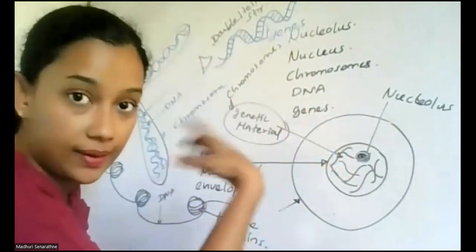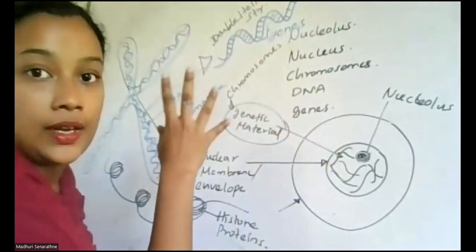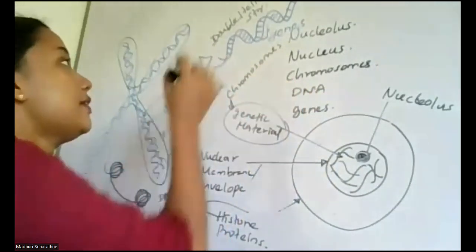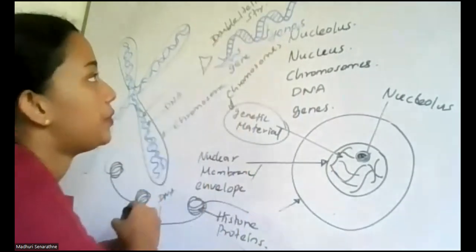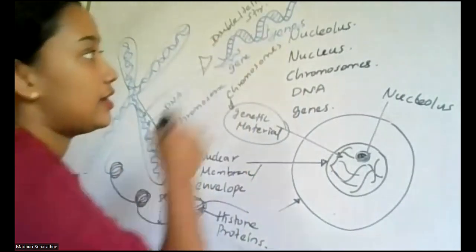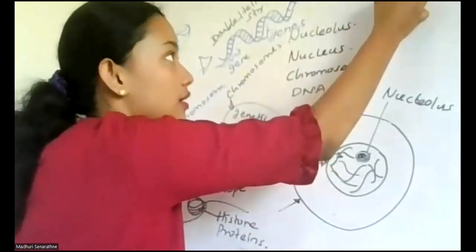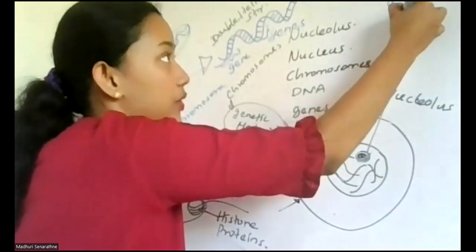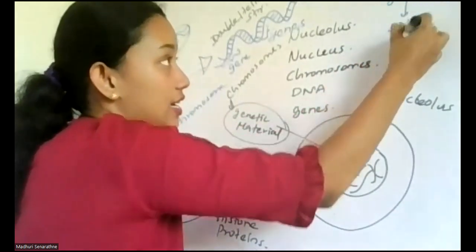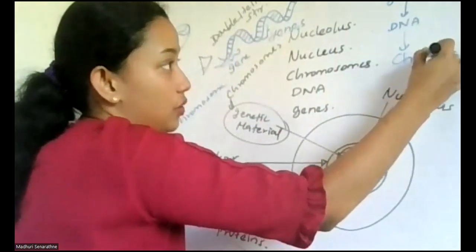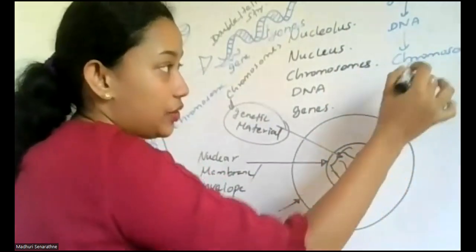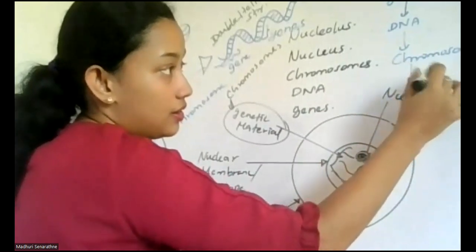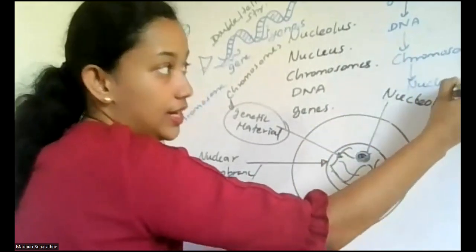You will learn further in molecular biology. For now, you can understand genes are included in DNA. DNA is included in chromosomes. Chromosomes are included in the nucleus. Clear?